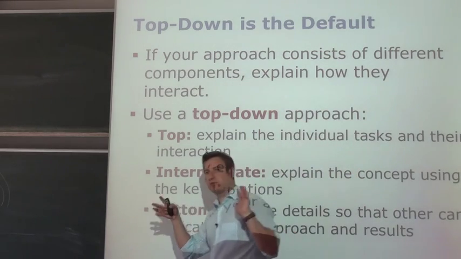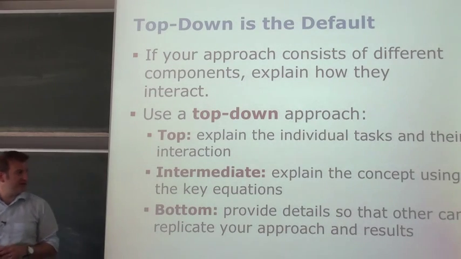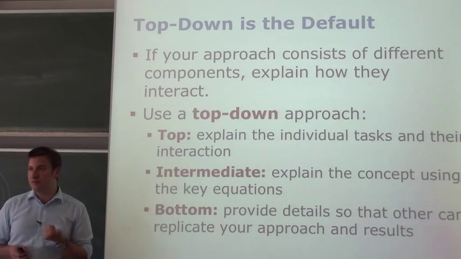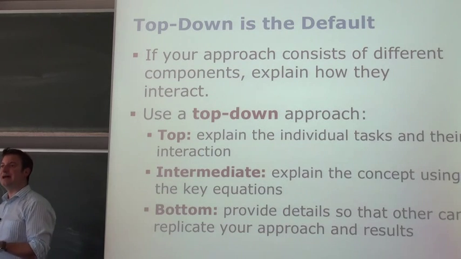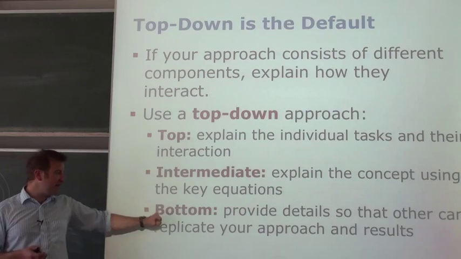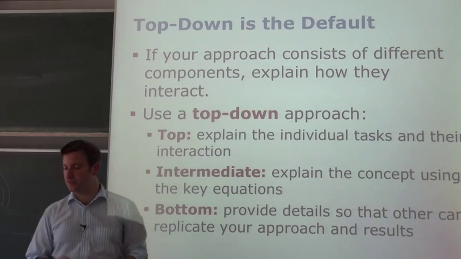So you broke that down into 3 components, and then you can describe the components with more details. So explain the concept for, let's say, the individual components like the classification system. What is the underlying math behind that? And then in the end, at the lowest bottom, provide the technical details that allows others to replicate your results.